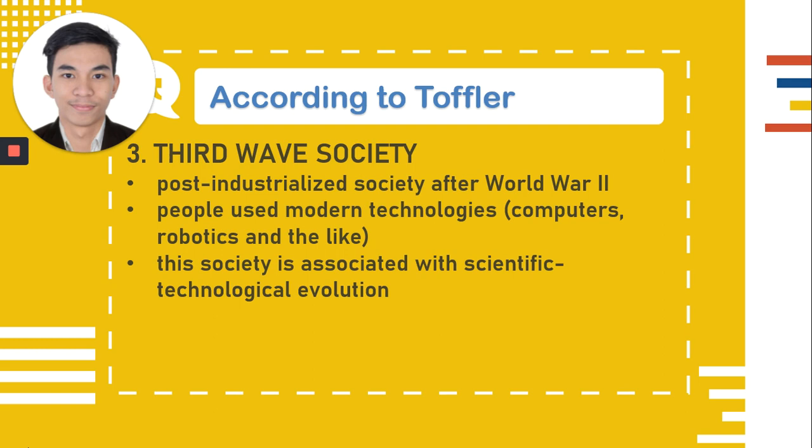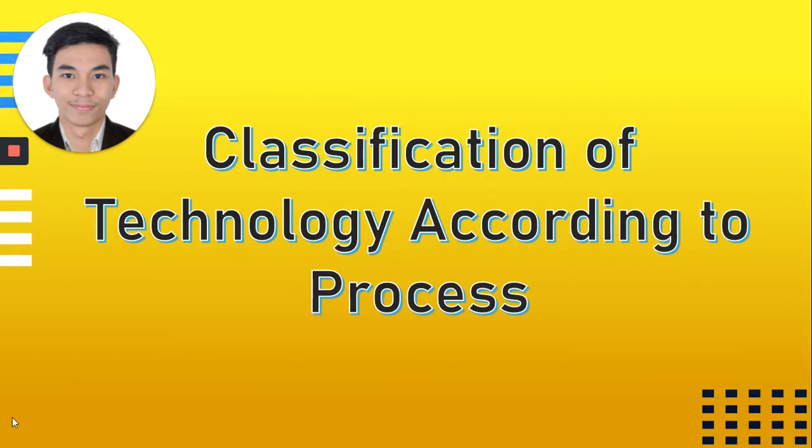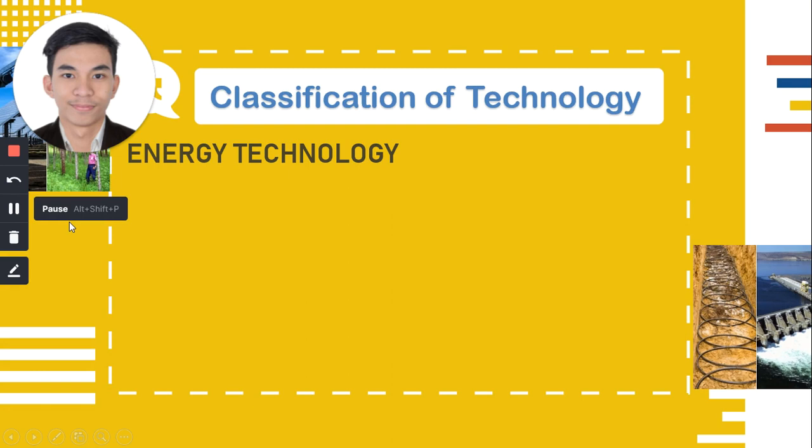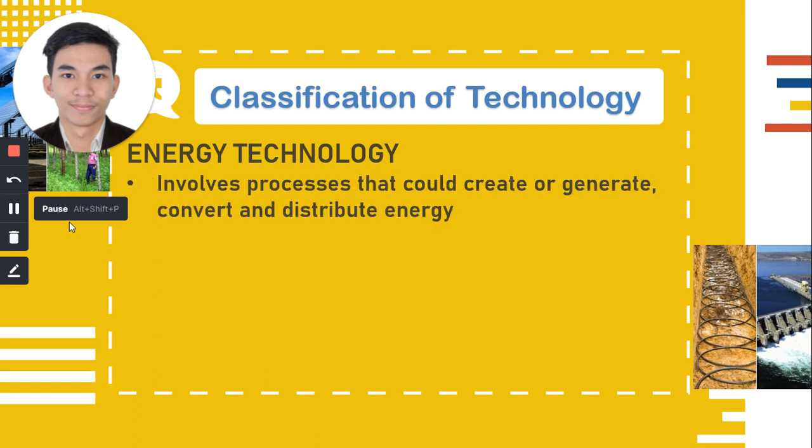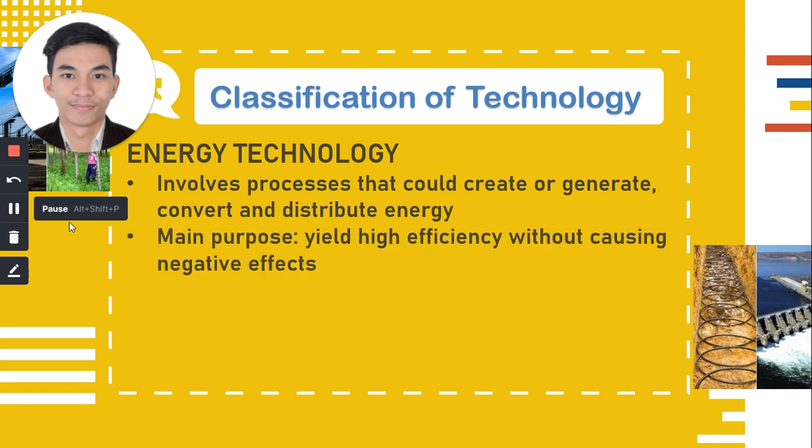And next, we'll classify the technology according to their process. Okay, number one classification is the energy technology. From the word energy, it involves the process that could create or generate, convert, and distribute energy with the main purpose of yielding high efficiency without causing negative effects to human and environment. Okay, so dapat sustainable and walang magiging negative effects.